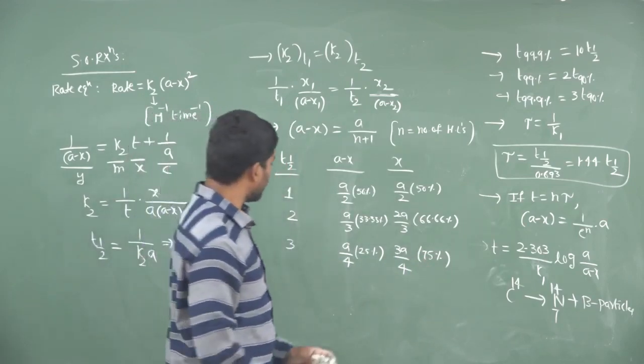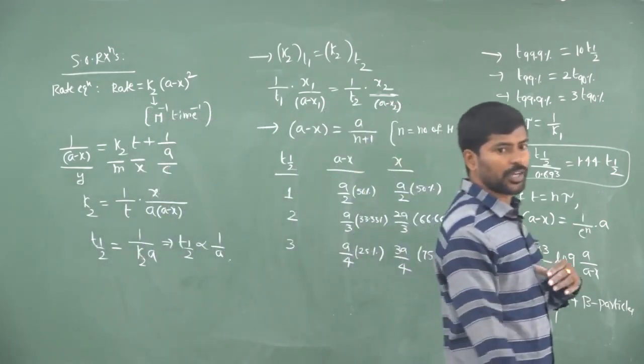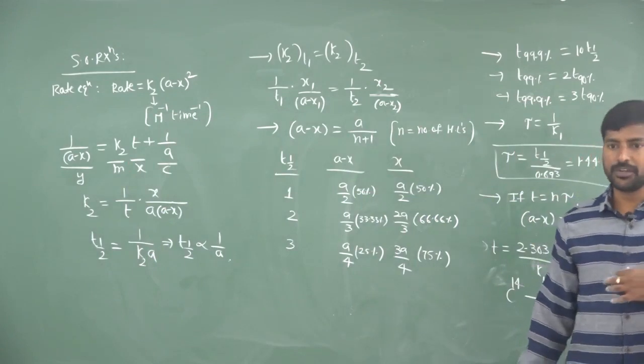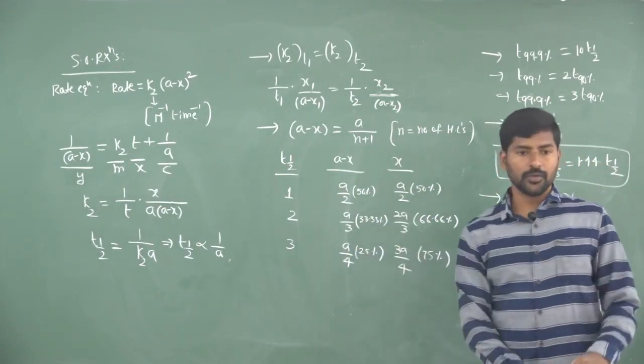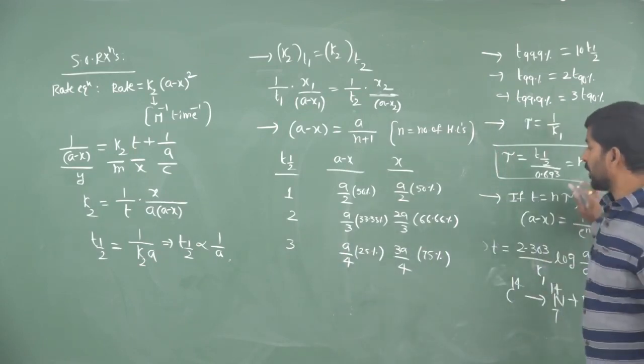So to complete 75% of a zero order reaction, how many half lives? 1.5 for zero order. For first order, 2 half lives. For second order, 3 half lives are required.